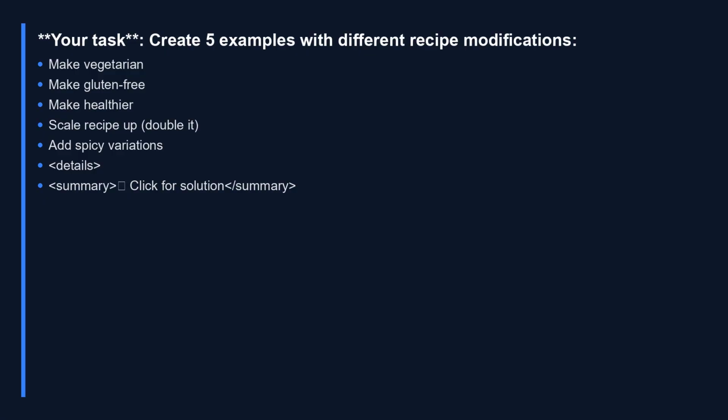Your 5 examples should cover different modification types. Make it vegetarian, make it gluten-free, make it healthier, double the quantities, and add a spicy variation. Each one needs a distinct recipe as input and a complete modified recipe as output. The variety matters. It teaches the model to handle different types of modification requests, not just memorize one pattern.